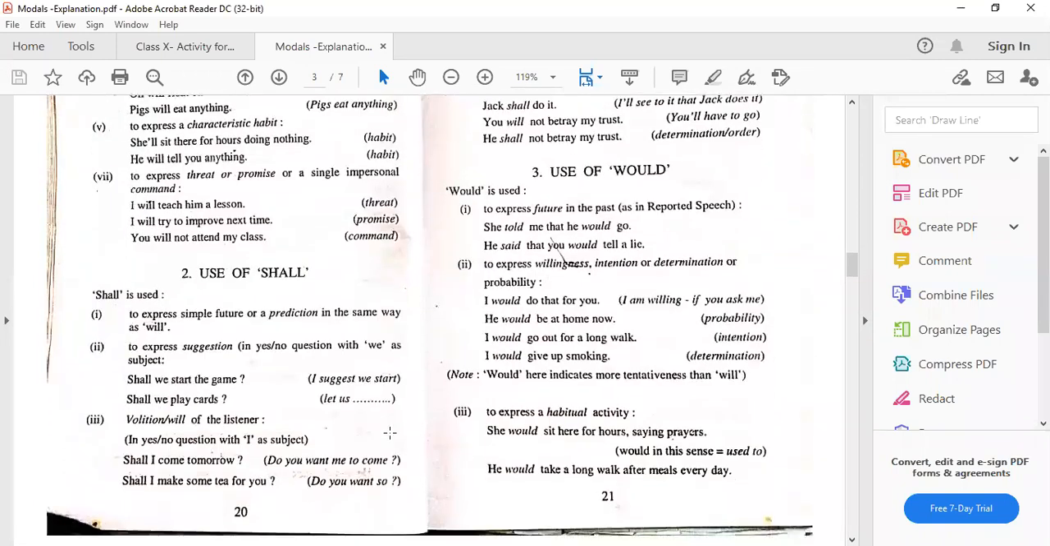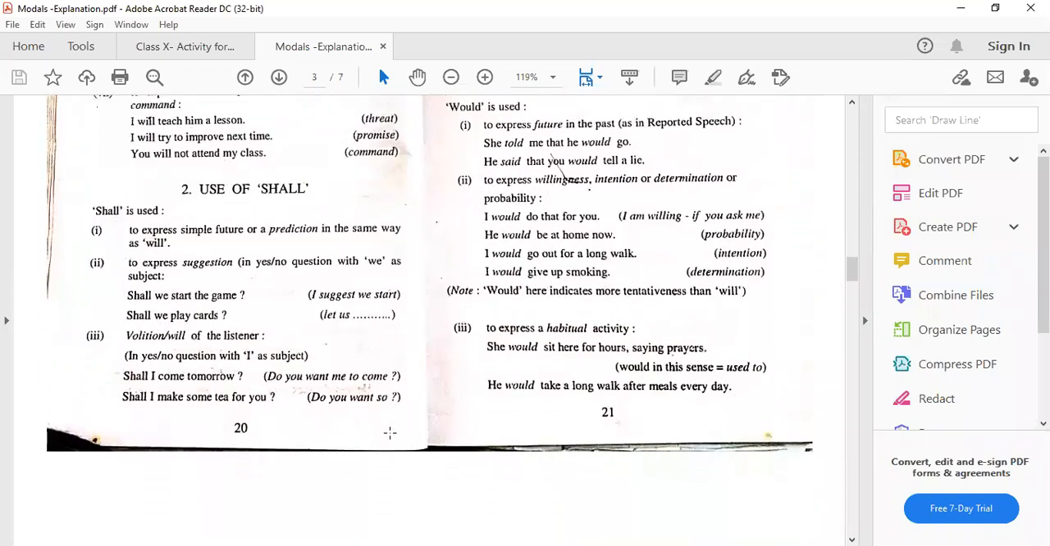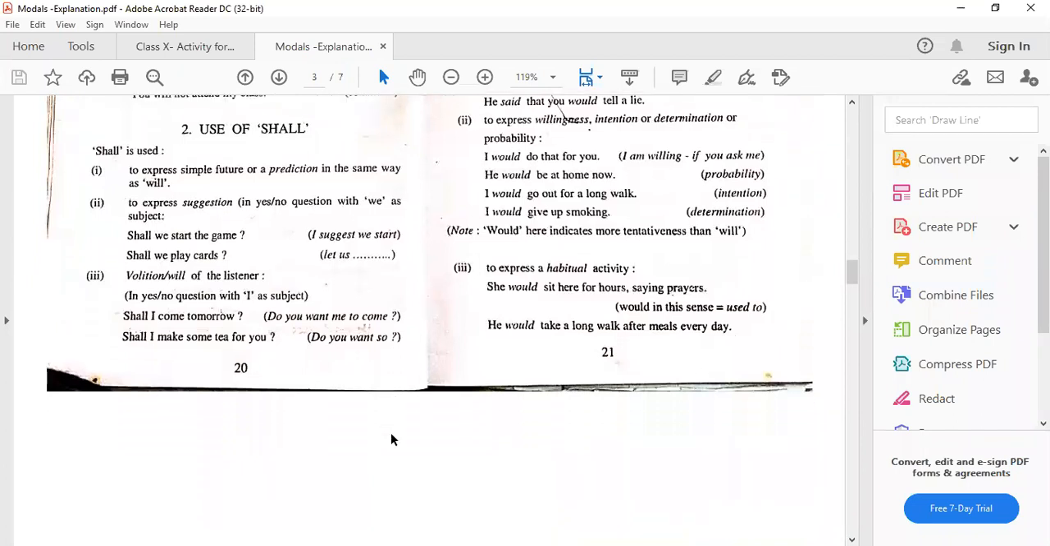Coming to the next form, use of shall. Shall is used to express simple future और a prediction in the same way as will. जैसे हम will use करते हैं वैसे ही हम future के लिए shall भी use करते हैं according to the future tenses. To express suggestion in yes no questions with we as subject. कोई आप suggestion देना चाहते हो जिसमें आपका subject जो है वो we से start हो रहा है and it is yes no question, we can start the sentence with shall. Shall we start the game? Shall we play the cards? That means the speaker is included. We use subject we here.